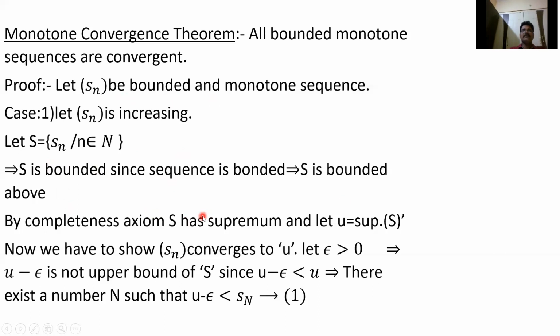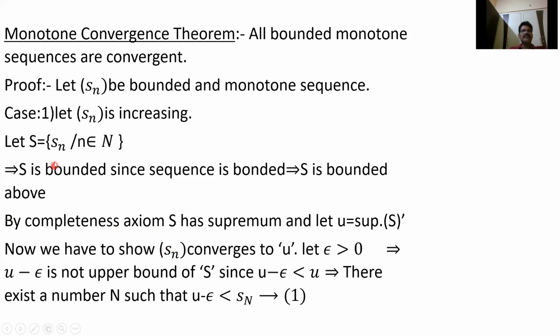We know the completeness axiom, which I told you last class. Completeness axiom means every non-empty subset of R which is bounded above has a supremum. Similarly, every non-empty subset of R, the real numbers, which is bounded below has an infimum. Here it is bounded above. By the completeness axiom, S has a supremum.